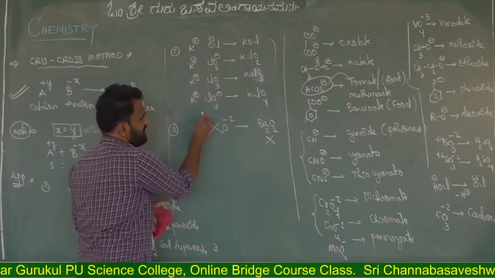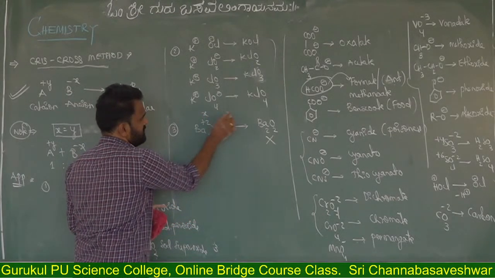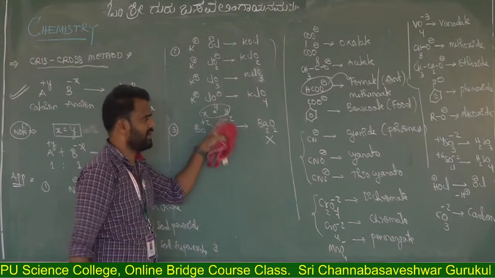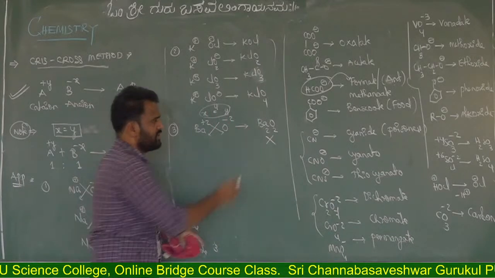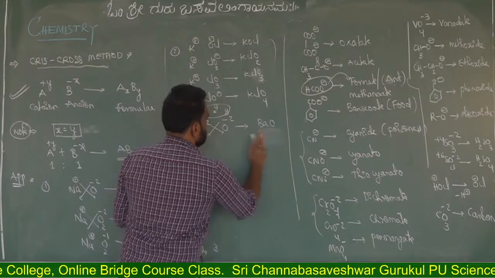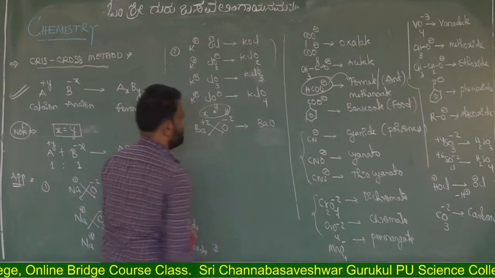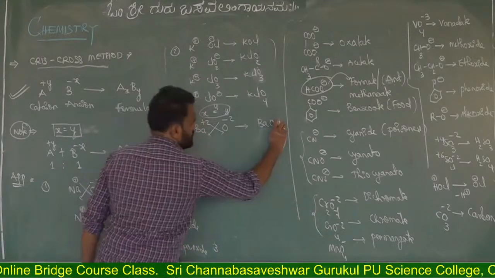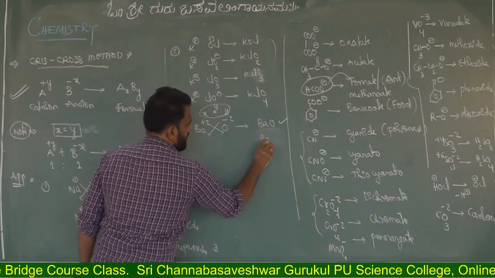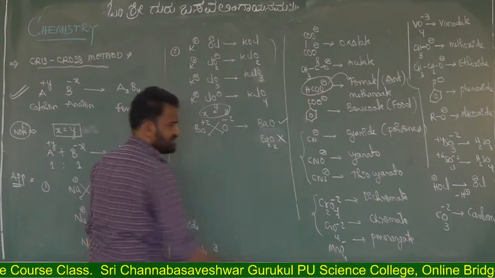Here this is x value, this is y value. Now x is equal to y. So whenever x equals y, you have to write BaO only. You should not write Ba2O2, then it will be wrong. This formula is the correct one. You should not write Ba2O2. If you write this one, it's wrong.